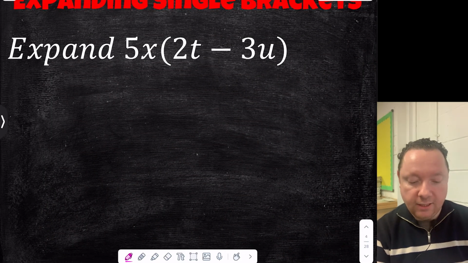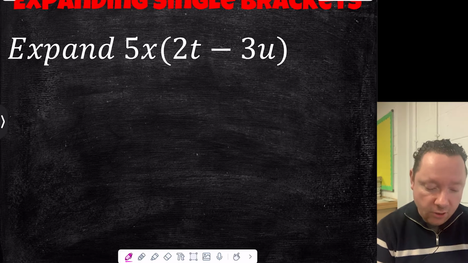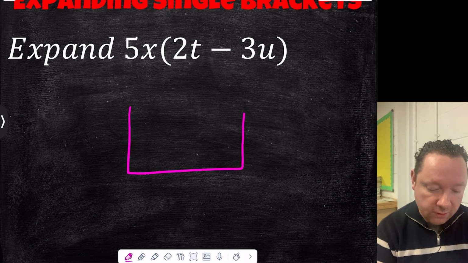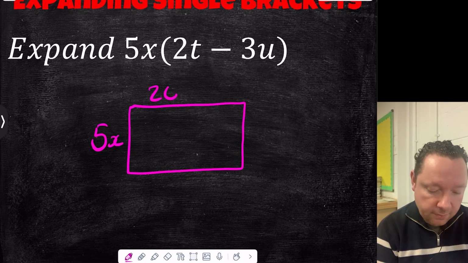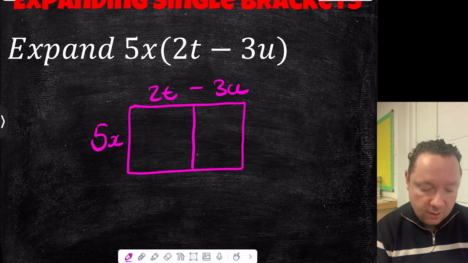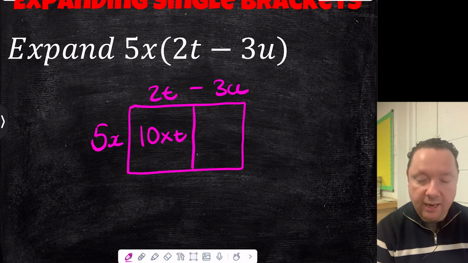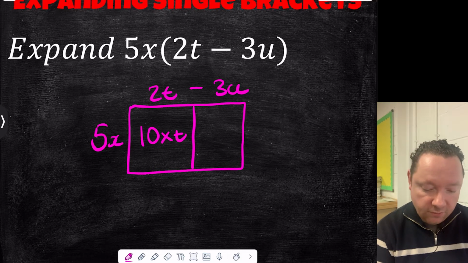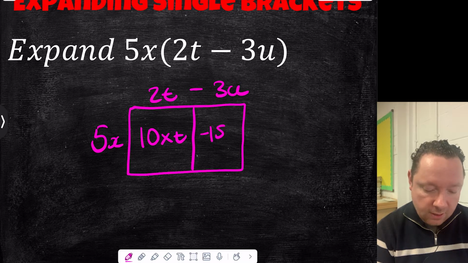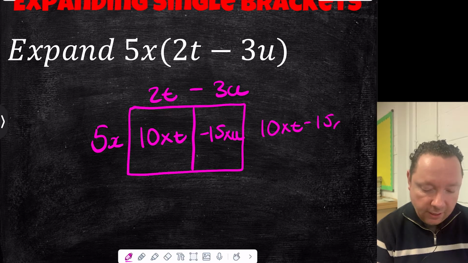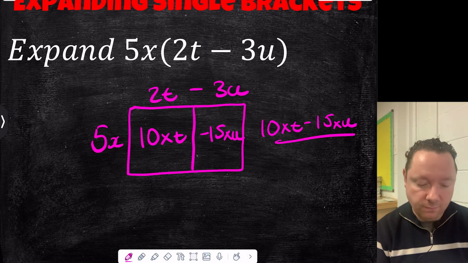Another expanding single brackets question. Expand 5x bracket 2t minus 3u. So I draw my box. Don't worry about all the different letters. 5x, 2t minus 3u. Split my box in two. 5 times 2 is 10. X times t is xt. So 10xt. 5 times 3 is 15. So it's minus 15. X times u is xu. So I get 10xt minus 15xu, and we're done there.